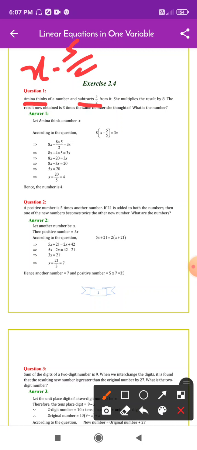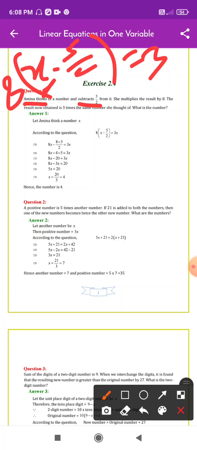She multiplies the result by 8. What we have to do? We have to multiply this result. We put the sign. We multiply this result by 8. The result obtained is 3 times the same number. It means 3 times the same number. What is the number called? x. So 3x. So in this, the equation is formed.